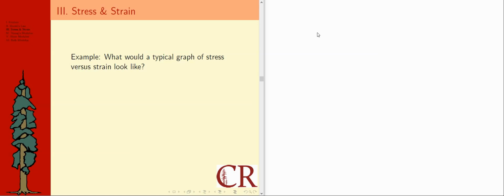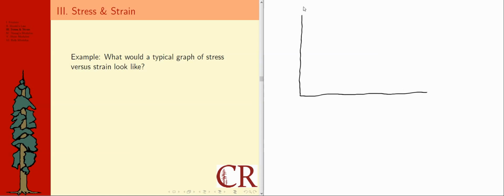What would a typical graph of stress versus strain look like? So let me start a sketch of a graph here. I'm going to put stress here because this says stress versus strain. That means stress should be the vertical axis, and strain should be on the horizontal axis, the independent variable. So the way that's phrased actually tells me how those axes should be oriented.